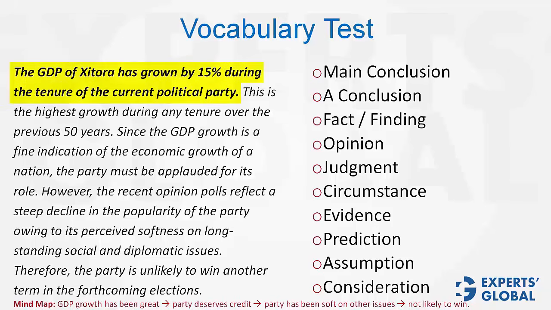The boldface is: the GDP of Zatora has grown by 15% during the tenure of the current political party. It is an occurrence. The argument is evaluating its implications, and comes up with certain observations that are negative and lead to a conclusion that the party is not likely to win. So the main conclusion is not the bold part for sure. It's not a conclusion. A conclusion would come for some intermediate conclusion. It's a fact or finding, definitely a very fine choice.